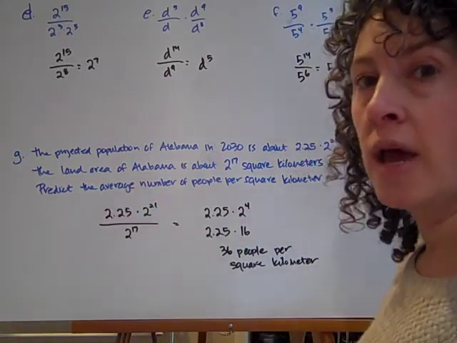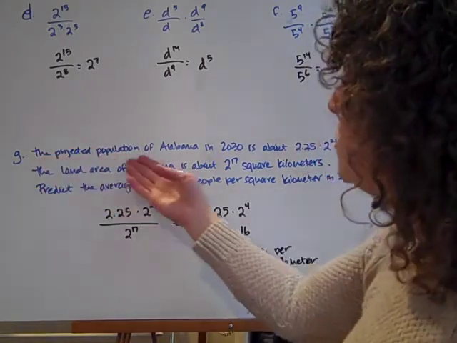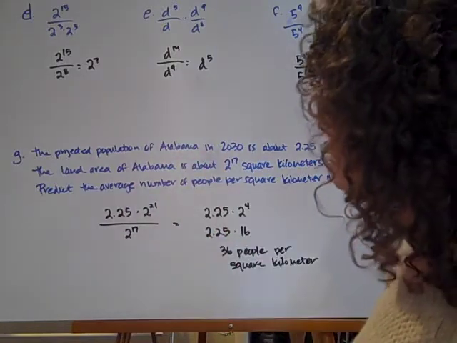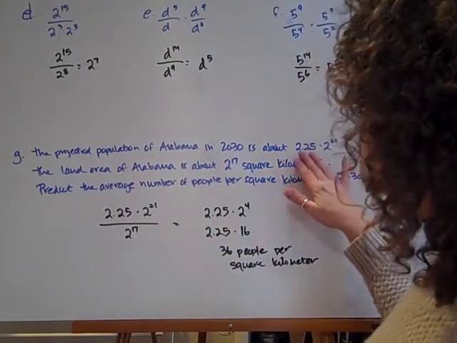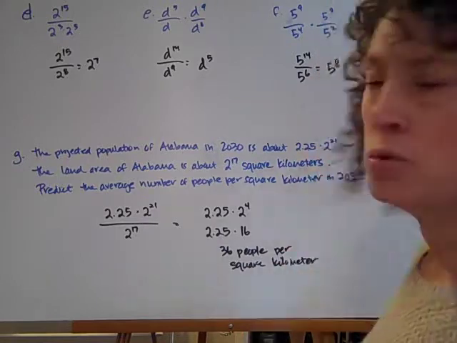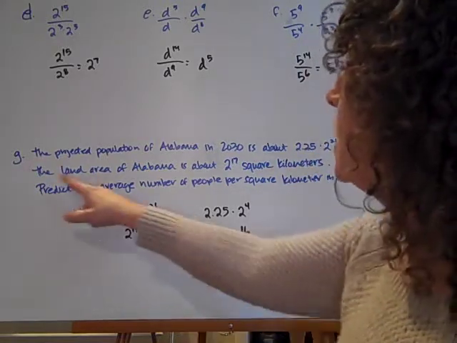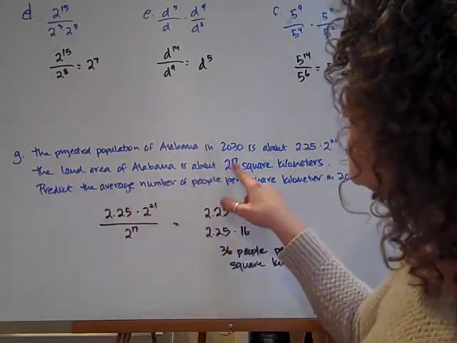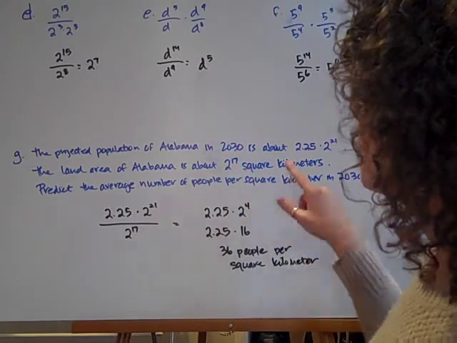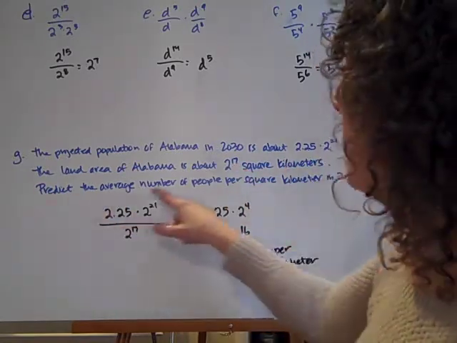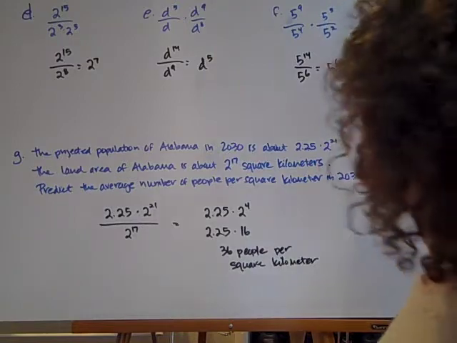Last one, let's take a look at a word problem here. So the projected population of Alabama in 2030 is about 2 and 2500ths times 2 to the 21st power. The land area of Alabama is about 2 to the 17th power square kilometers. Predict the average number of people per square kilometer in 2030.